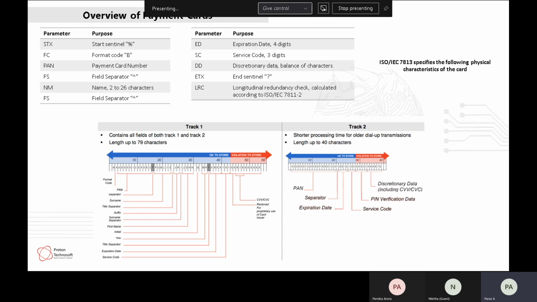Now, the purpose of this LRC is to verify whether any change in the data has happened or not. So it is kind of a checksum value for the entire digits to see if the integrity of the data is retained or has been tampered with. So, clear on track 1?